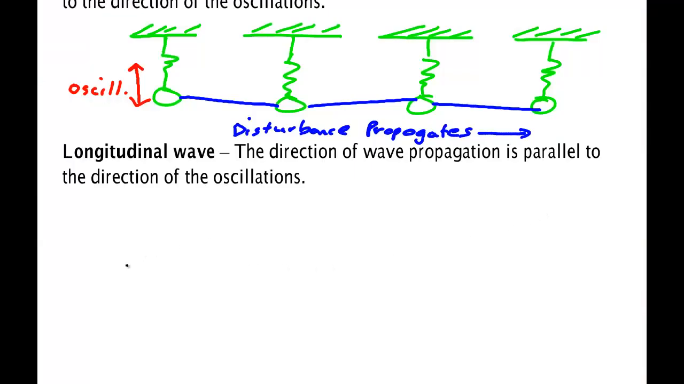A second type of wave in this classification is called a longitudinal wave. In this case, the direction of the wave propagation is parallel to the direction of the oscillators. An example of this is sound, in which you have a pressure wave. As an example, since I can't see sound, let me give you a more mechanical example. In this case, we'll put our oscillators in this direction.